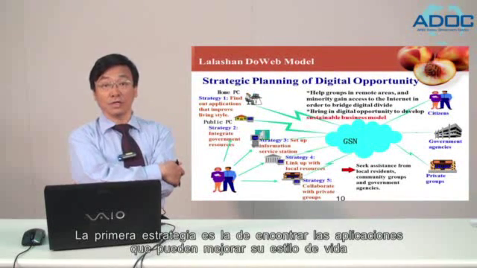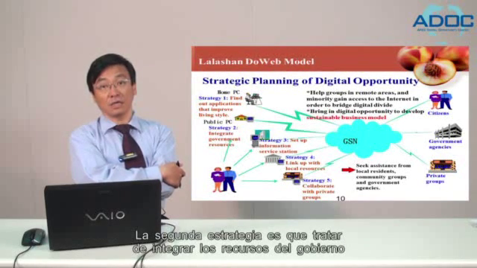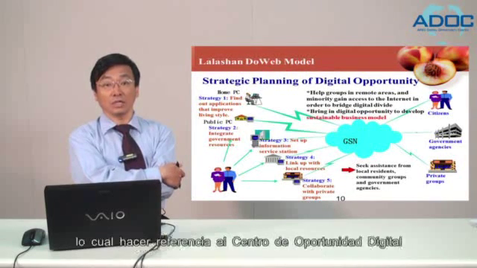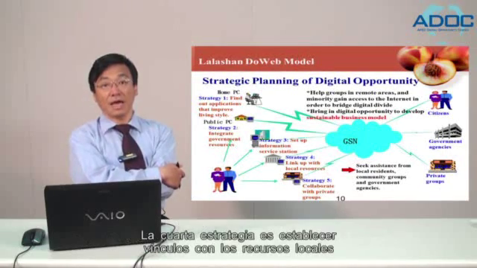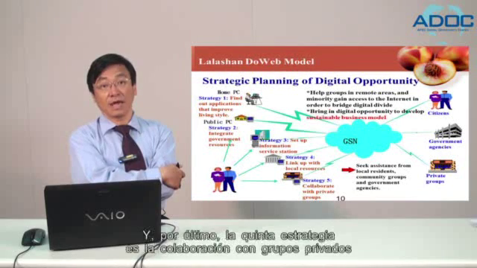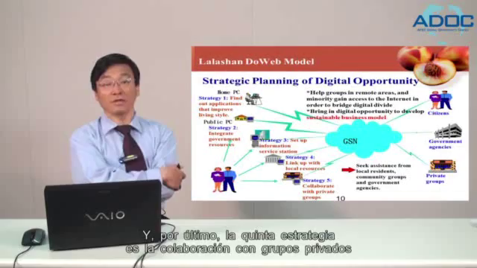The first strategy is to find out the applications that can improve their living style. And the second strategy is we try to integrate government resources. The third strategy is to set up information stations, which are the Digital Opportunity Centers in the areas. And the fourth strategy is to link up with local resources. And finally, strategy 5 is to cooperate with private groups.